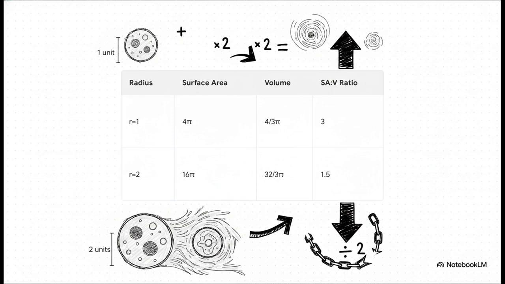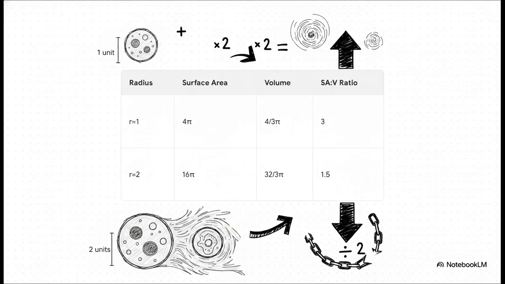On the top row, suppose we have a cell with a truly microscopic radius of just 1 unit. Using our formulas, the surface area is 4 pi times 1 squared, which is 4 pi. The volume is 4/3 pi times 1 cubed, which gives us 4/3 pi. When we calculate our SAV ratio using that simplified 3/r formula, 3/1 gives us a nice healthy ratio of precisely 3.